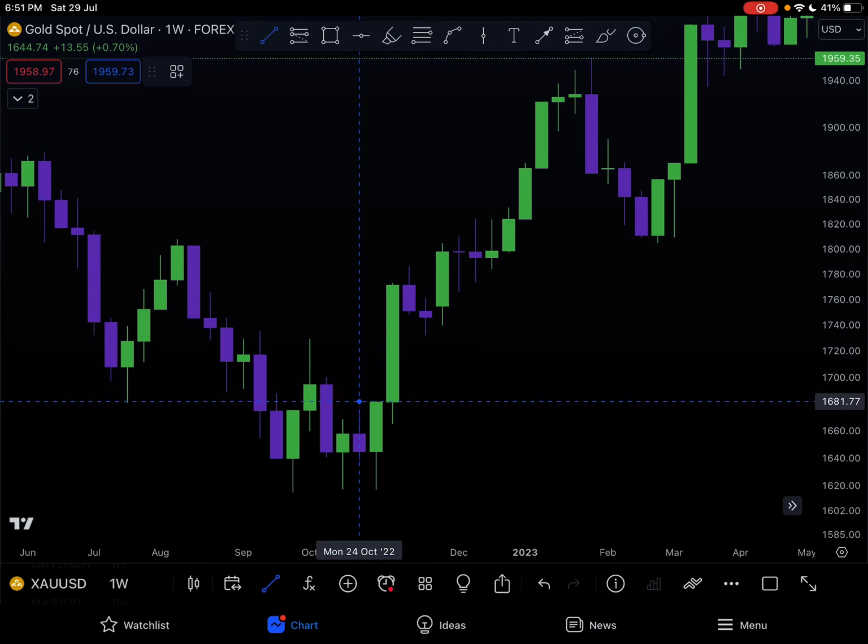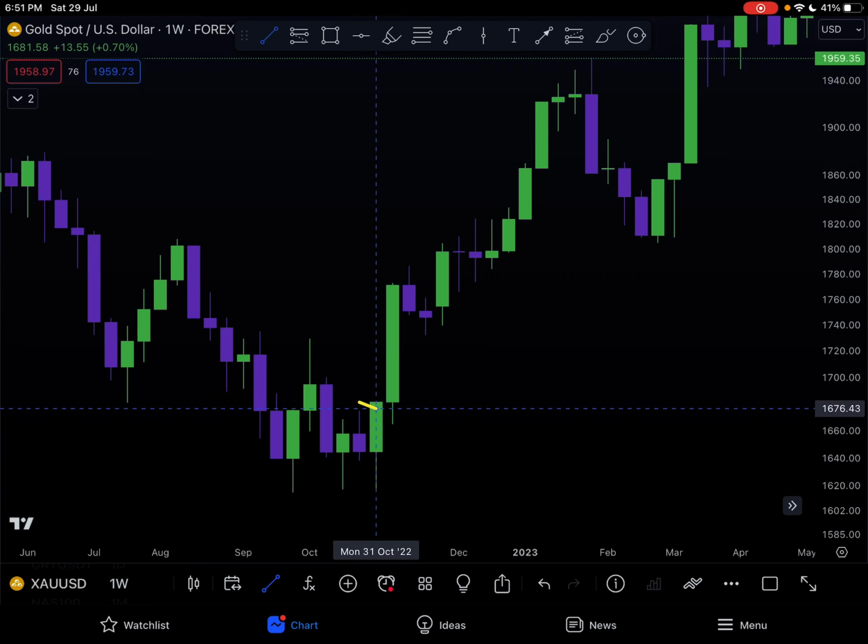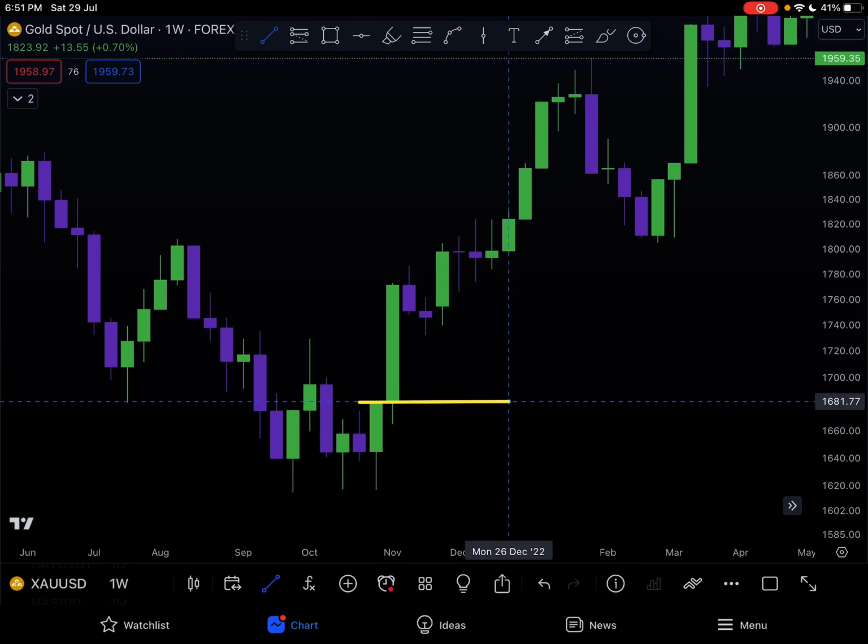I'm actually going to take the top of this candle before it, stick me a little trend line, all right?